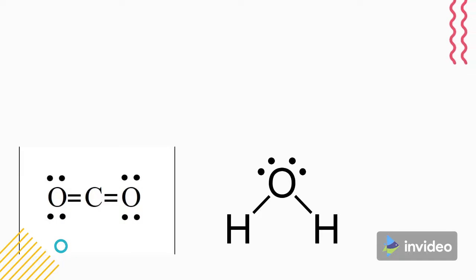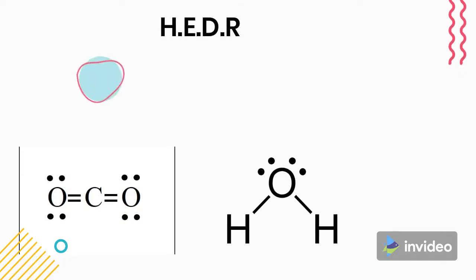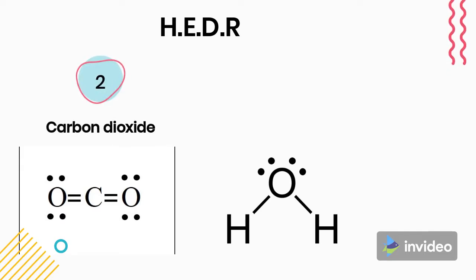Now, to understand the idea of high electron density regions, let's investigate these two examples. First, carbon dioxide. Here, the central atom is carbon, and around it, I have two high electron density regions. Notice that I'm considering the double bond as one high electron density region.